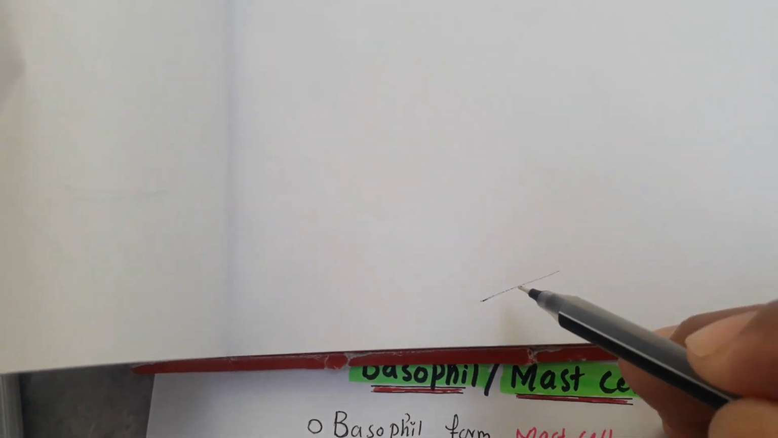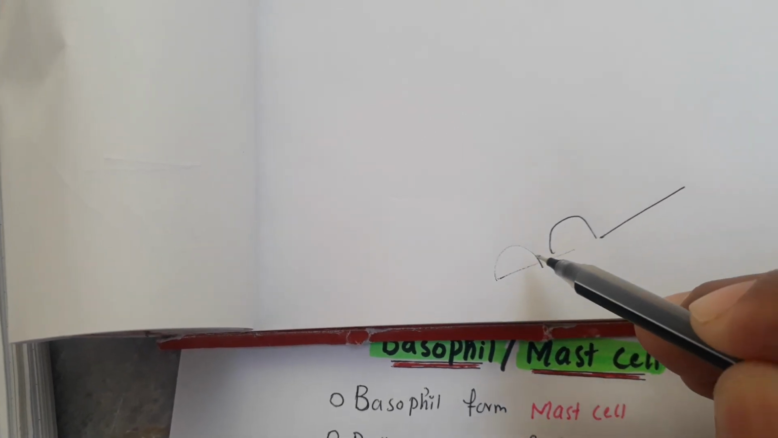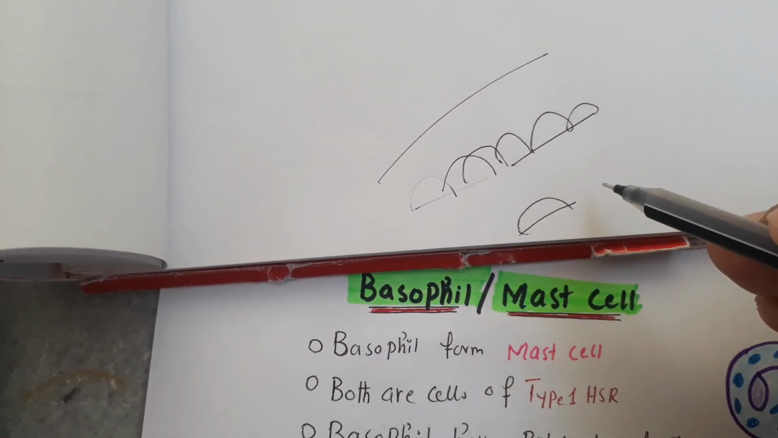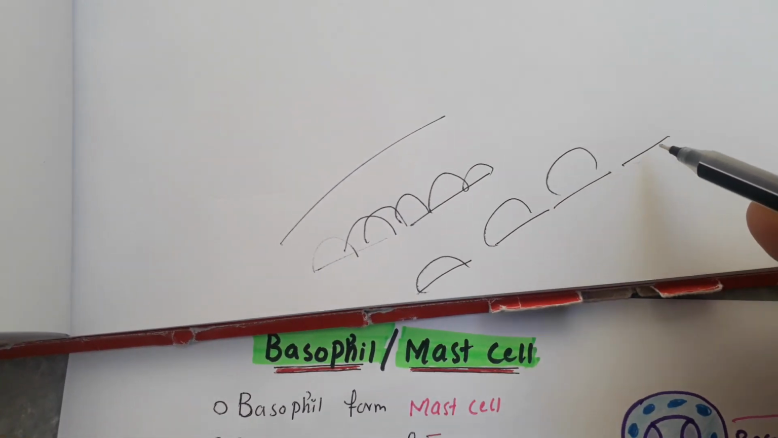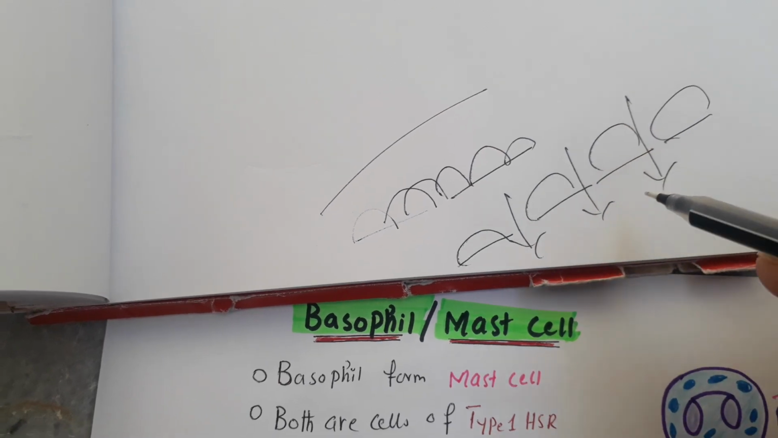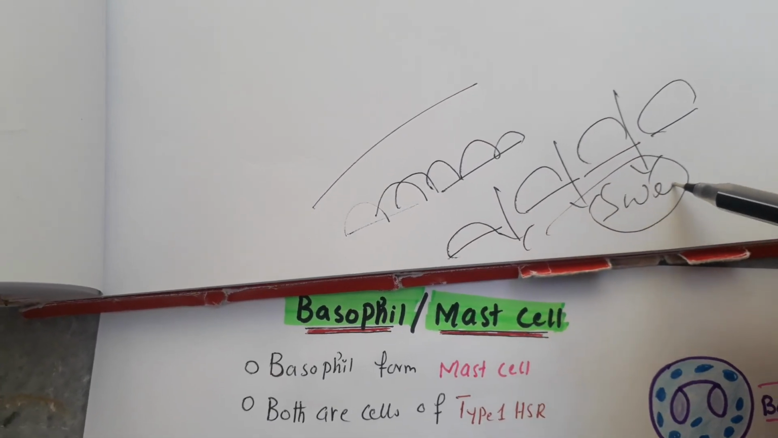Okay, if we see this here, this is the blood vessel. If it leads to vasodilation, then it means the space between endothelium will increase. Now there will be leakage of vascular fluid. The leakage will occur. Because of the leakage, there will be swelling.